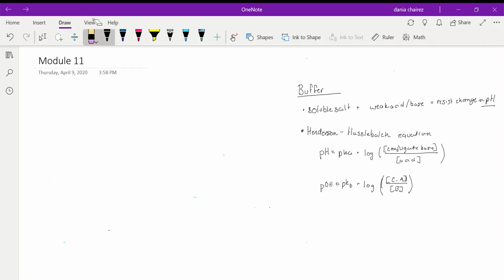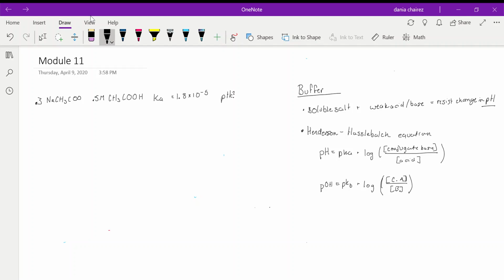Okay. So then to do an example for a buffer, let's say that we have a 0.3 molar solution of sodium acetate, CH3COONa, and a 0.5 molar solution of acetic acid, and the Ka for acetic acid is 1.8 times 10 to the negative 5. What is our pH?